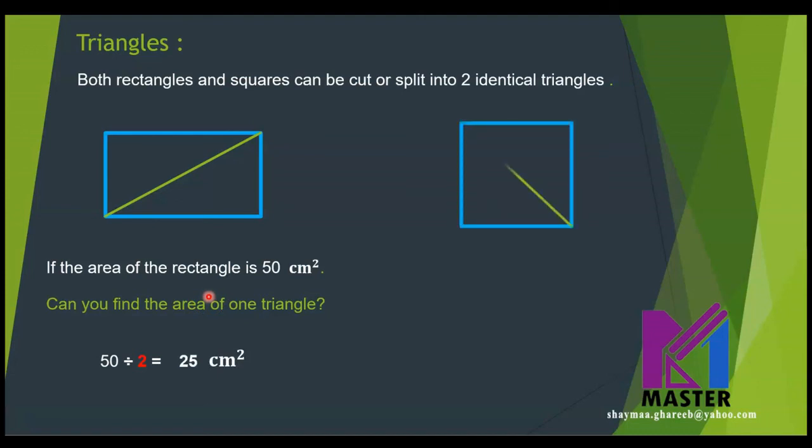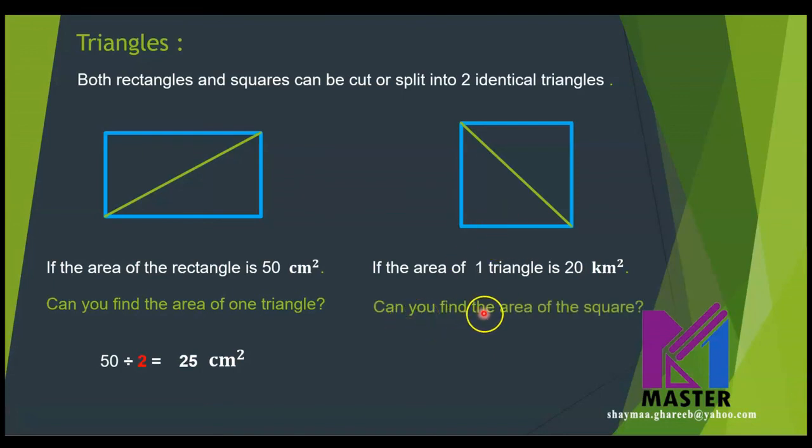Second question, we have a square. If the area of one triangle is 20 kilometers squared, can you find the area of the square? So then the area of the square will equal double the area of the triangle. So I will multiply the 20 by 2, which is 40. And what about the unit? Kilometers squared. Is this clear? Now let's see the next example.